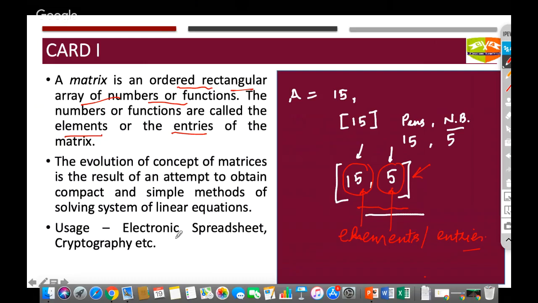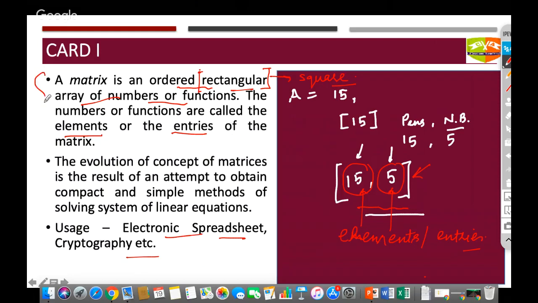Now, where is matrix used? Though this is not important from the board perspective, it is used in cryptography and electronic spreadsheets. Matrix, I'll again repeat, is an ordered rectangular array. When I say rectangular, it doesn't mean it will always be rectangular. When I discuss different types of matrix, you'll see square matrices are also there, so it will be either a square or a rectangle.